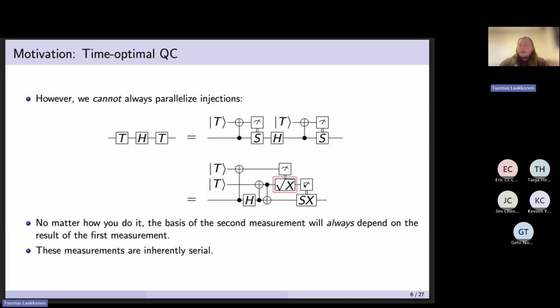And these are inherently a serial thing. I cannot do the second measurement until I've done the first measurement because I can't choose which basis I'm measuring in until I've done the first measurement. And no matter how you rewrite this, you always have this problem. And these measurements are inherently serial.